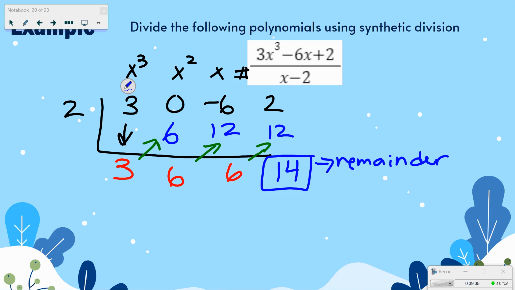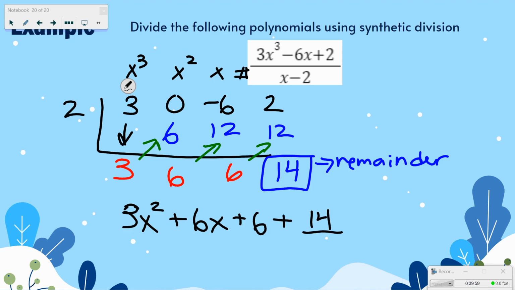So what is our final solution using these values? What's our first term if I have 3 here? 3x squared. Great. Then, what's our second term? 6x. And then plus 6, and then my last, plus 14 over x. Great job.